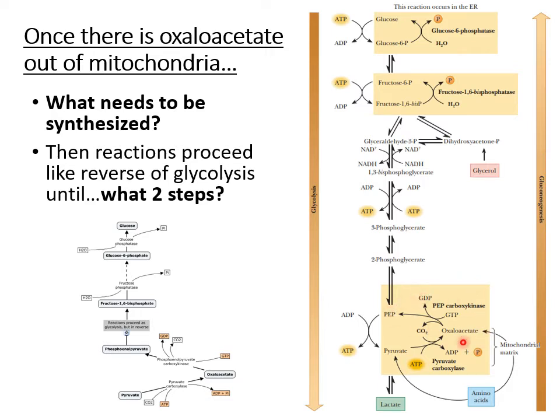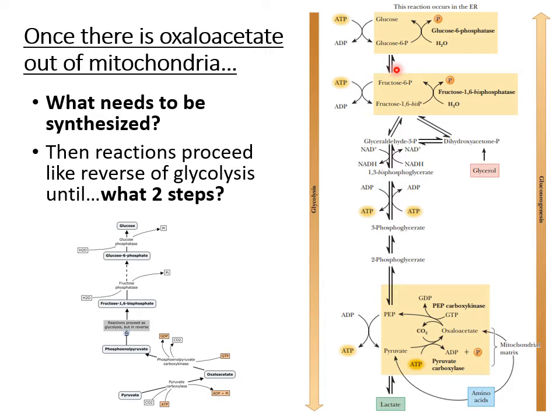So that's this one over here, I mispronounced that word so many times, oxaloacetate to PEP through PEP carboxylase. You have fructose 1,6-bisphosphate to fructose 6-phosphate over here. And then the final step, glucose 6-phosphate to glucose.